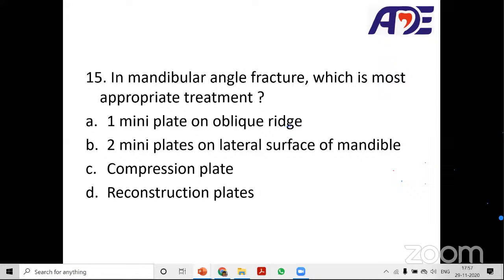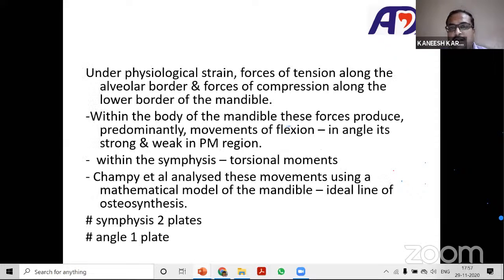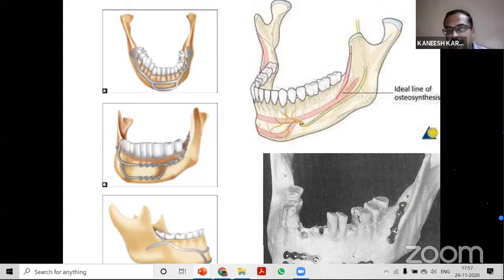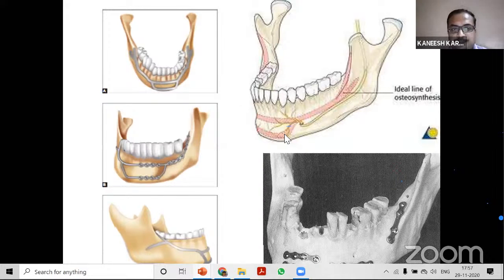No, I'll manage. It is one plate on the oblique ridge. See here, in the angle, we put one plate on the external oblique ridge. That is the most appropriate place to plate an angle fracture. This is according to the ideal line of osteosynthesis.